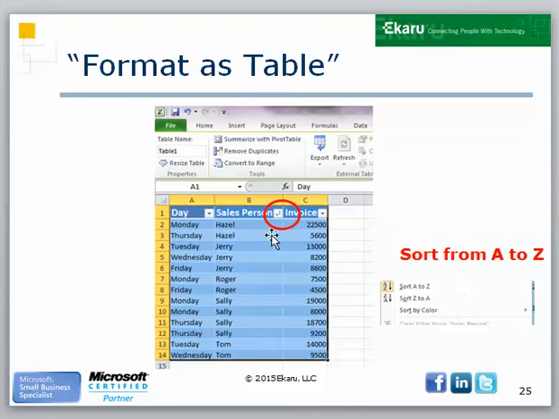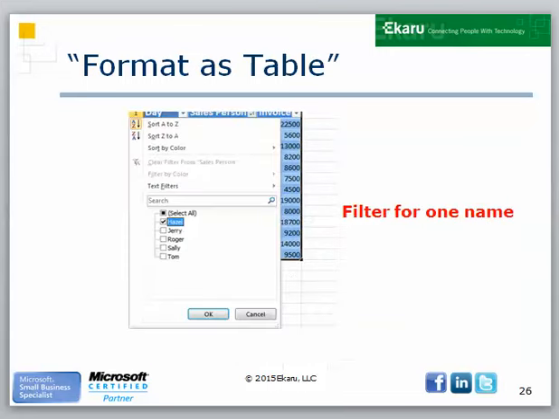I also have the sort availability in there, so I could sort. I might want to sort by day of the week. I might want to sort by person. You can very quickly manipulate this and get it to display the way you like. And this is the filtering that I talked about. Hey, I want to see everything that Hazel did.